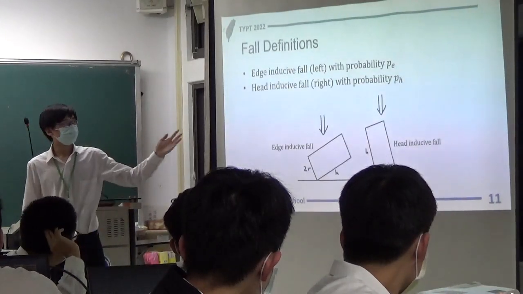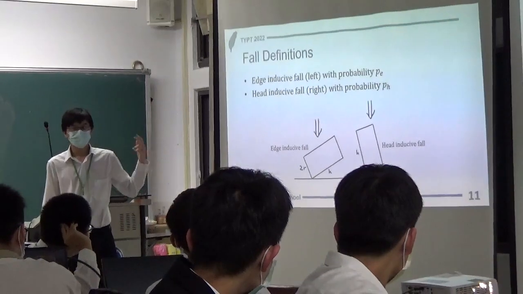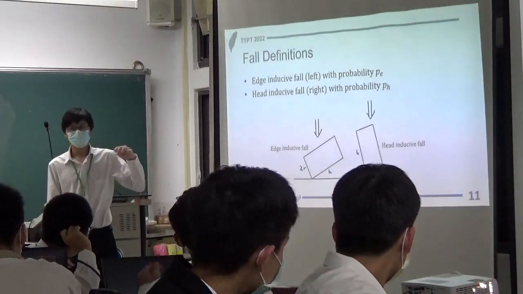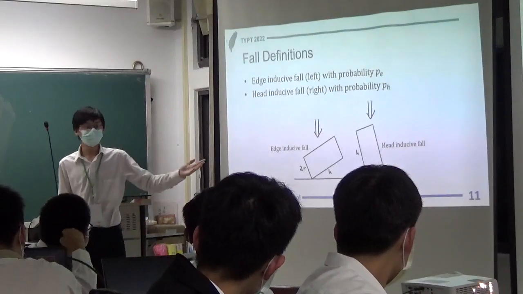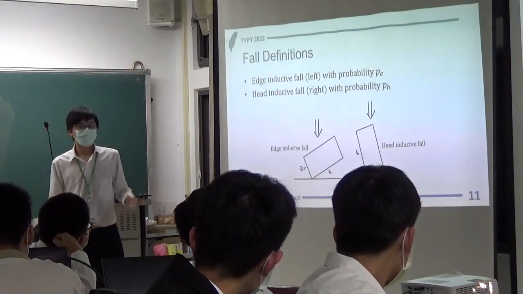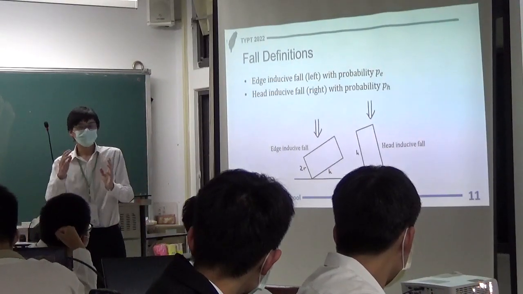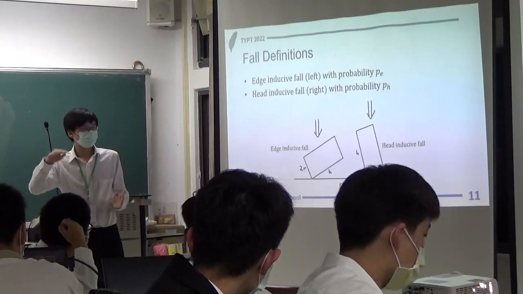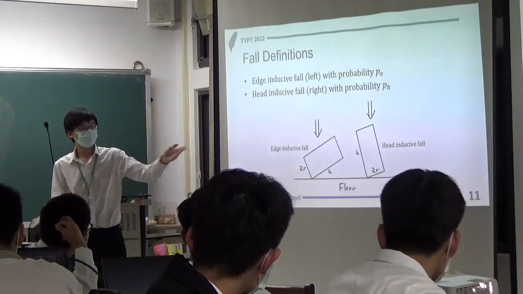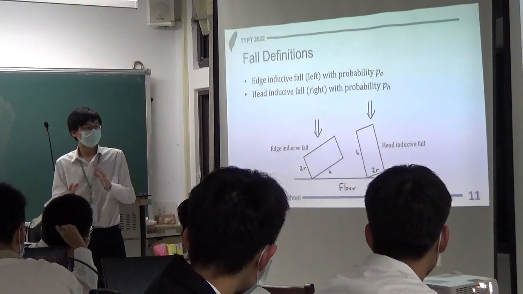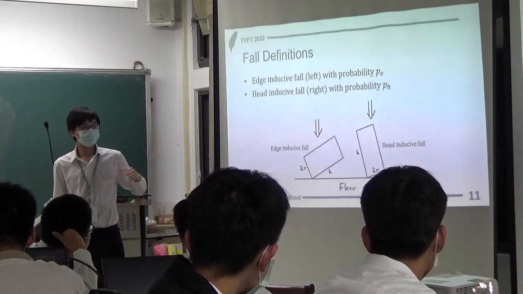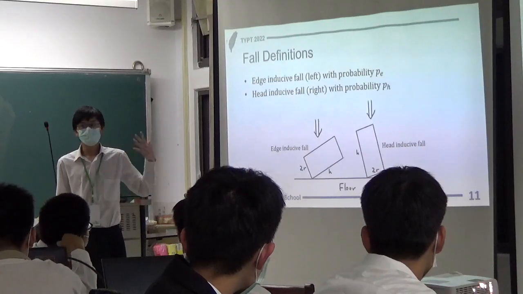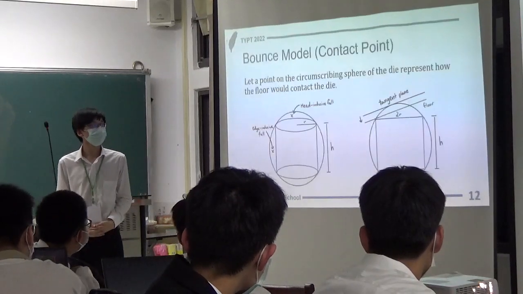So there are two types of falls where the die hits the floor, right? An edge-inducive and a head-inducive fall. In an edge-inducive fall, the die is more leaning to its edge for its height. And in a head-inducive fall on the right, it's more leaning to its head. And we'll call the probabilities of it landing on an edge-inducive and head-inducive fall P of E and P of H respectively.